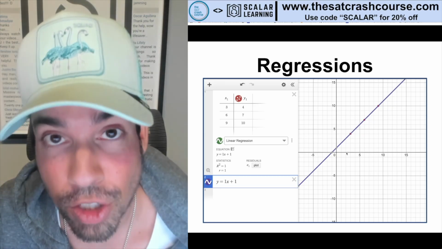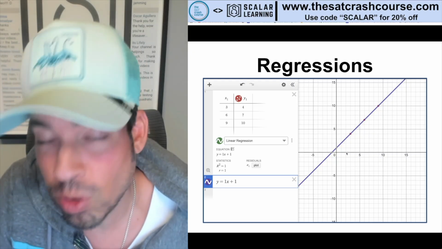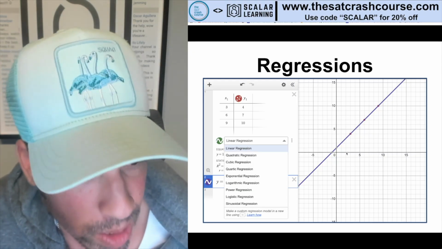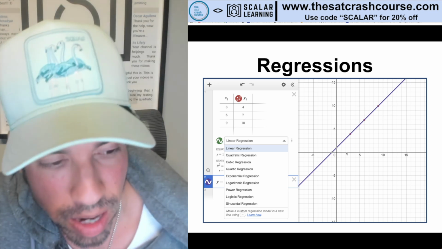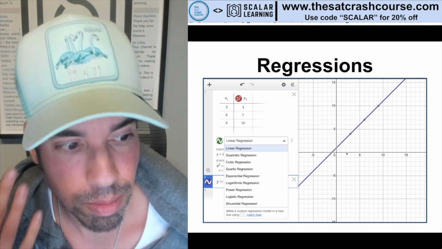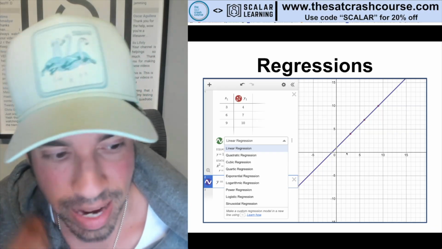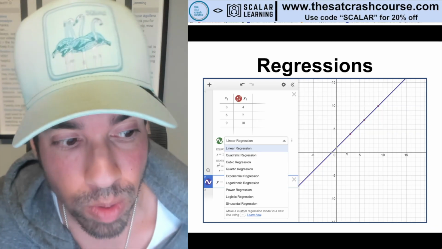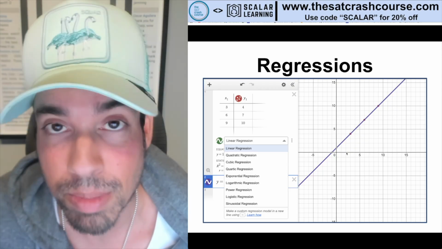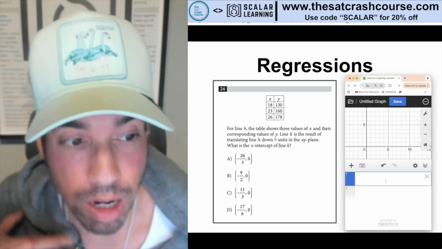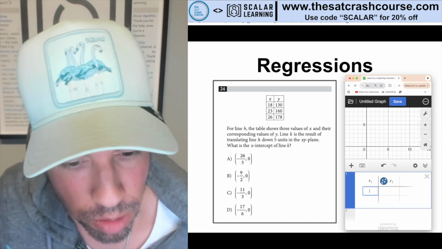Also, if linear is not the right one and you want to try something else, you click this drop-down button. You can do linear, quadratic, or exponential, whatever you want. Those are the 3 most likely to be used. There's a chance there might be another one on the SAT that's relevant, but those are the 3 most commonly tested. So for this one, we're going to use a combination of a regression and some nice transformations.